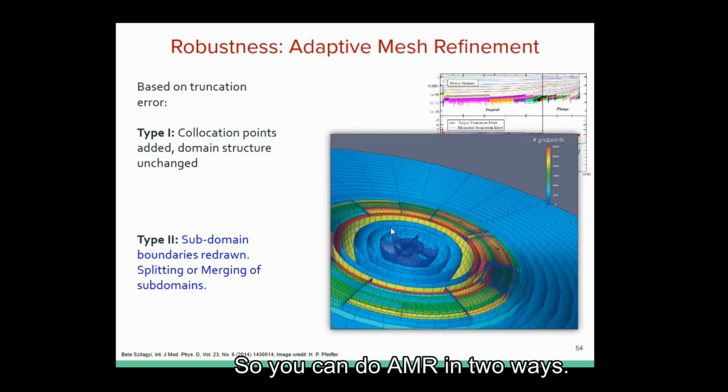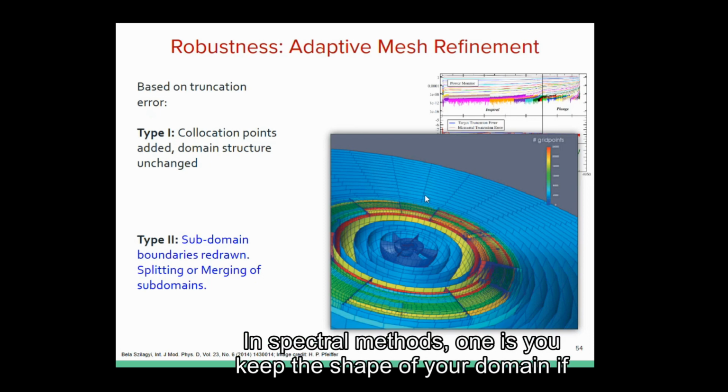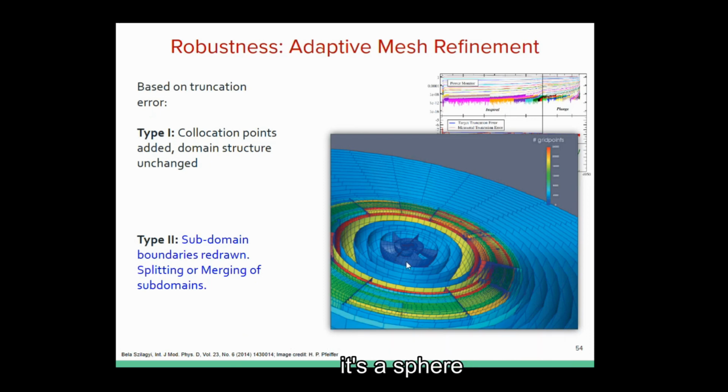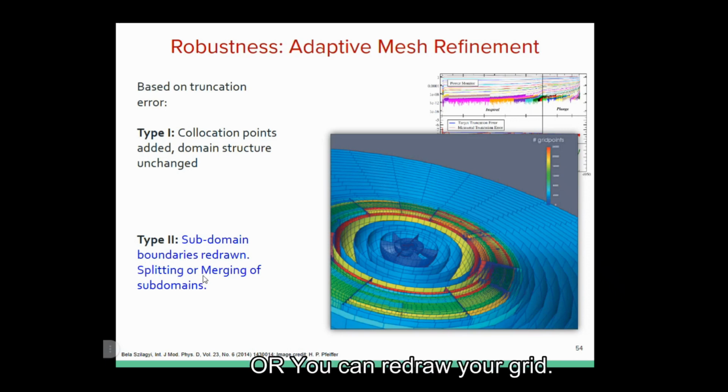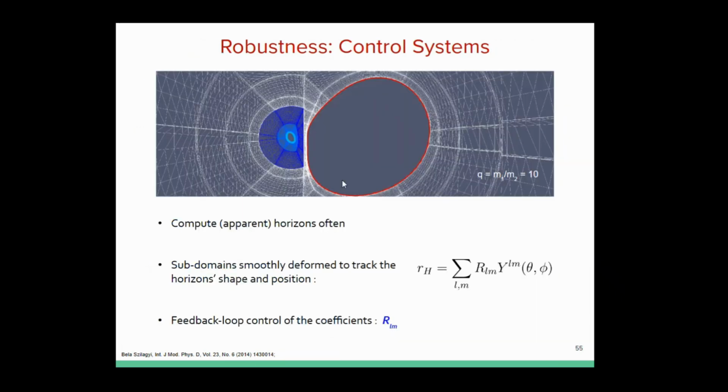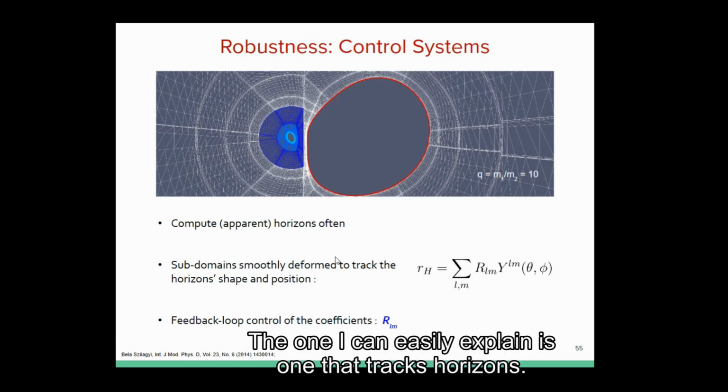Right? So you can do AMR in two ways in spectral methods. One is you keep the shape of your domain. If it's a sphere, let it be a sphere. You only add more points in that sphere. Or you can redraw your grid, regrid. And we have to do all of that. And yeah, this I already talked about. There are many control systems that are in play. The one I can easily explain is one that tracks horizons.